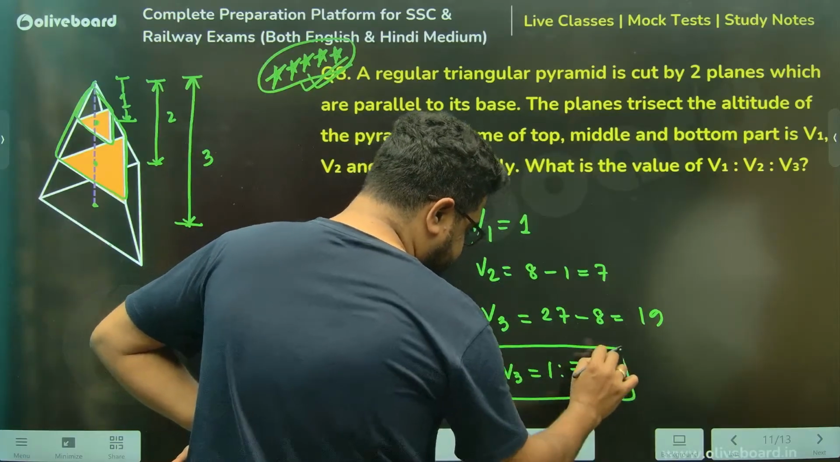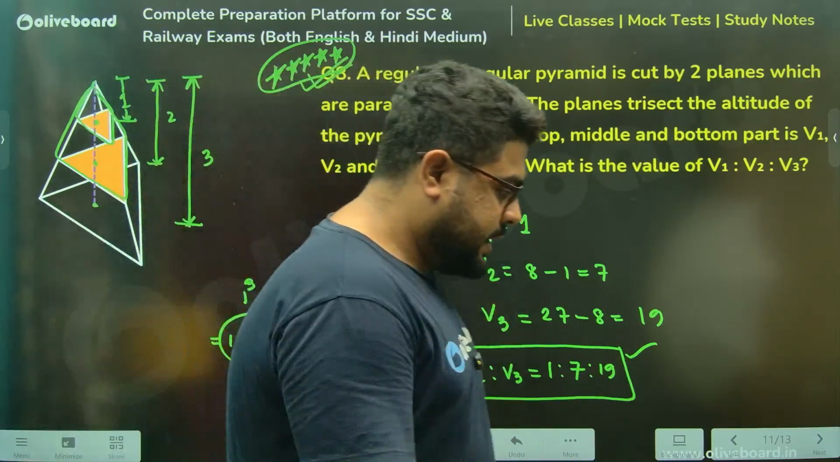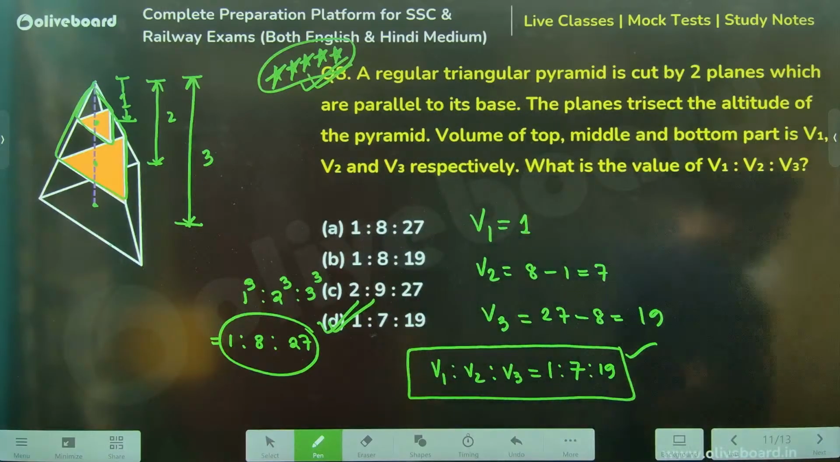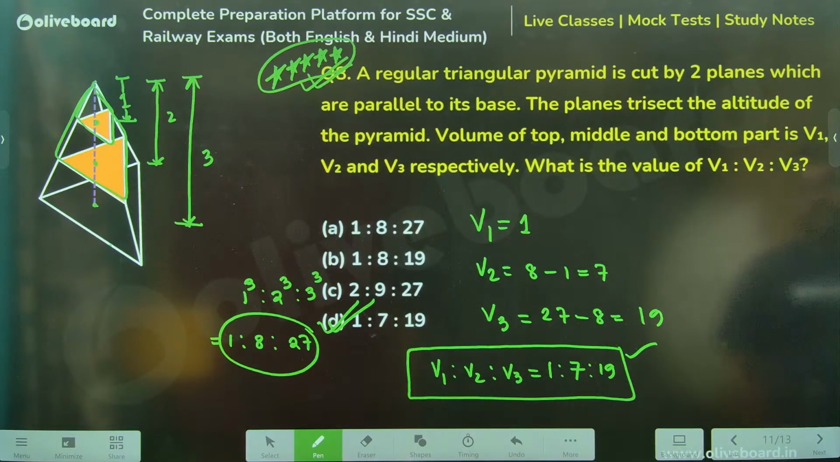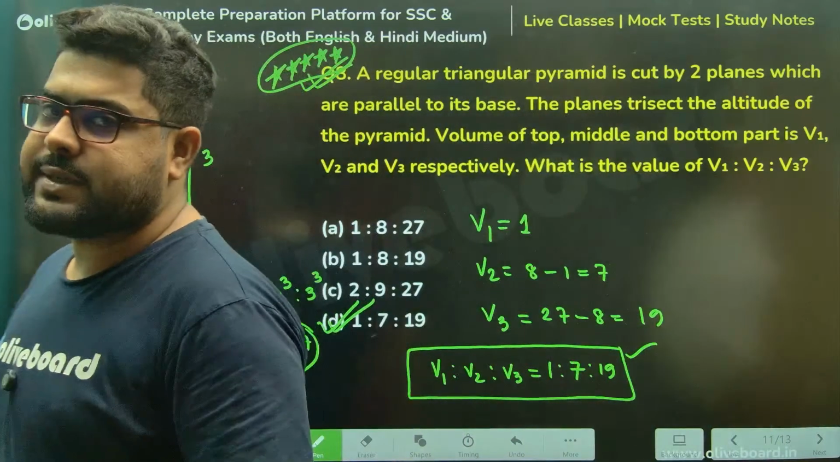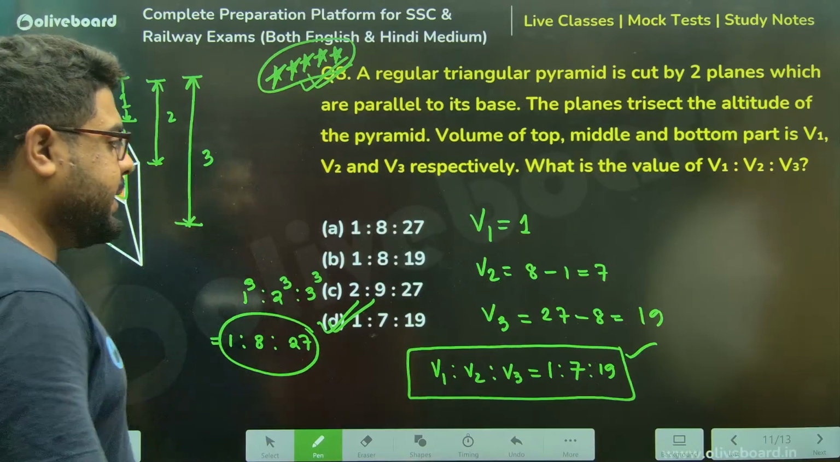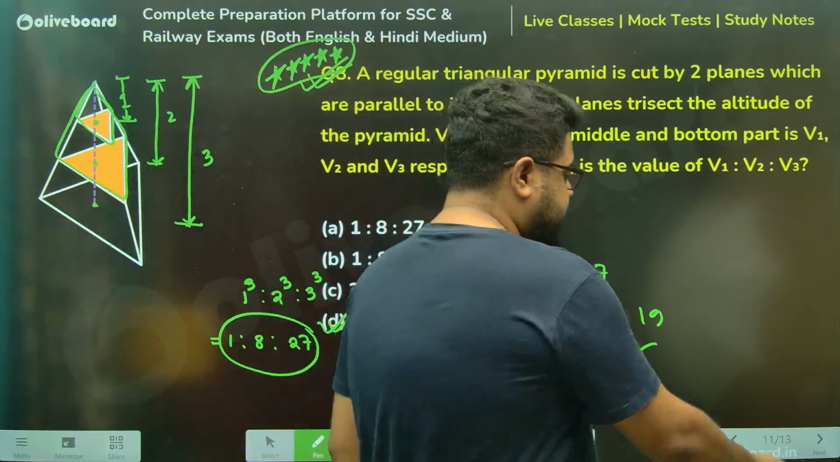It is a very, very good question. 1, 7, 19. Option D, sir. This is a question from mains, a brilliant question. If you don't know how to approach it properly, you will struggle with this question, sir. Right? Chalo, sir. Next.